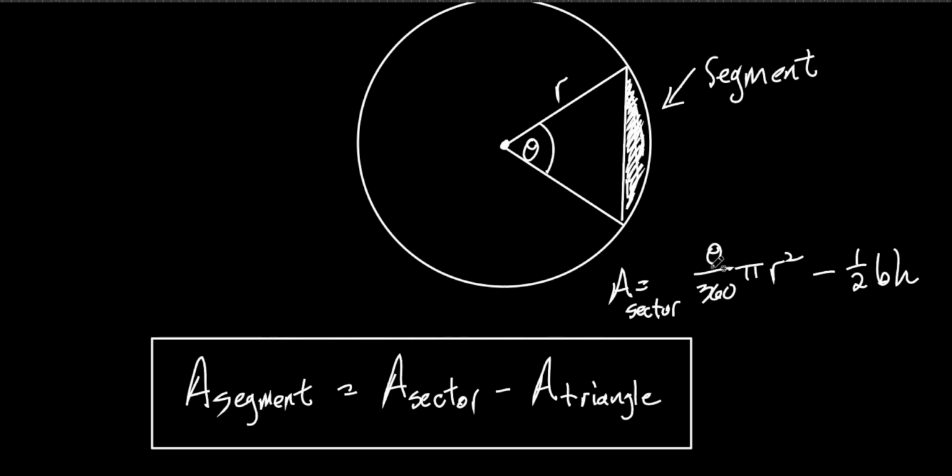So whatever the angle is, divided by 360, times pi r squared, is the sector. That's the whole thing I had in yellow earlier. But what are we trying to find? We're just trying to find the segment. So if I take the triangle away from the sector, what's left over? The segment. And that's what this formula is right there.